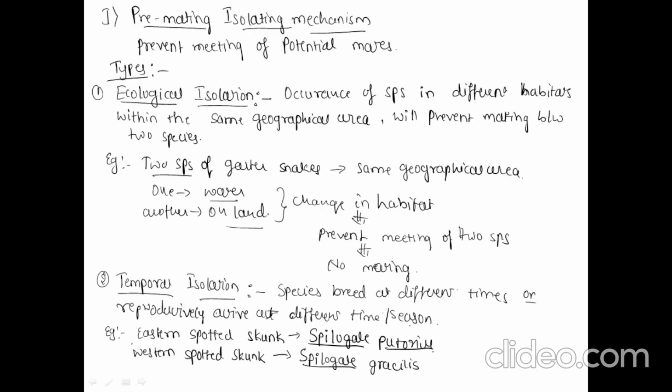These two live in the same geographical area, but there is a change in their breeding time. These two are reproductively active at a different season or a different time. That is, Spilogale putorius is reproductively active in late winter, and Spilogale gracilis mates in the late summer.